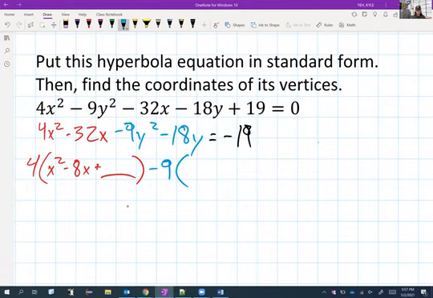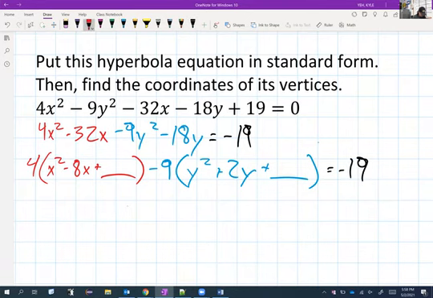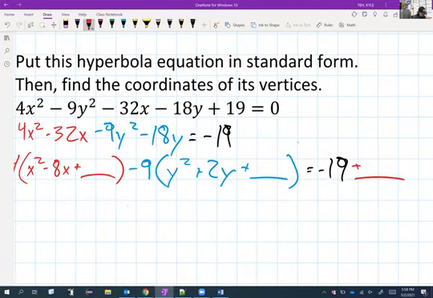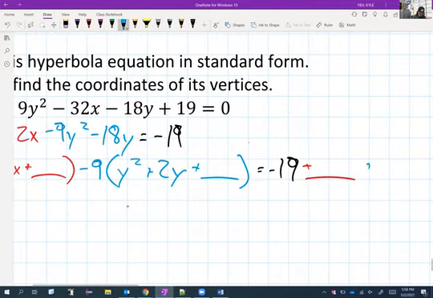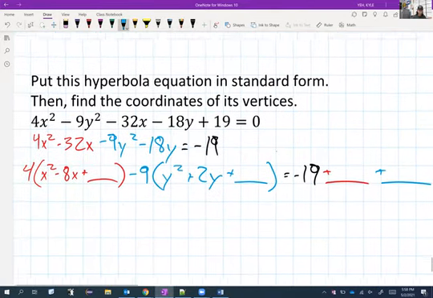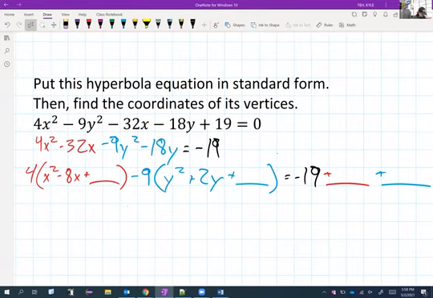Factor out a minus 9, because we want just 1y squared. So y squared plus 2y, because I'm factoring out a negative 9 from that negative 18, plus blank, equals negative 19, plus red blank, plus blue blank. Complete those squares.